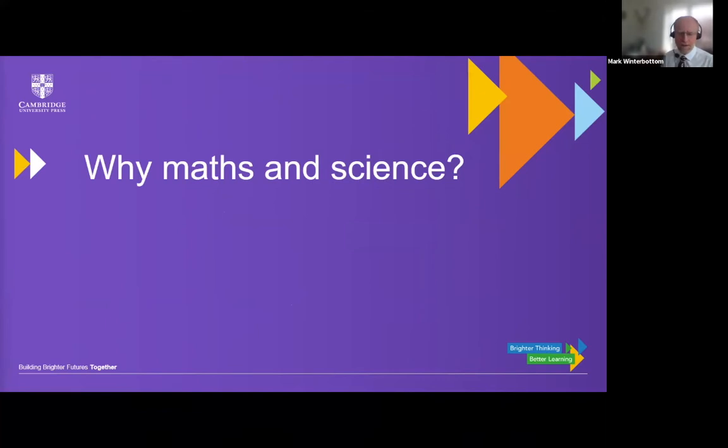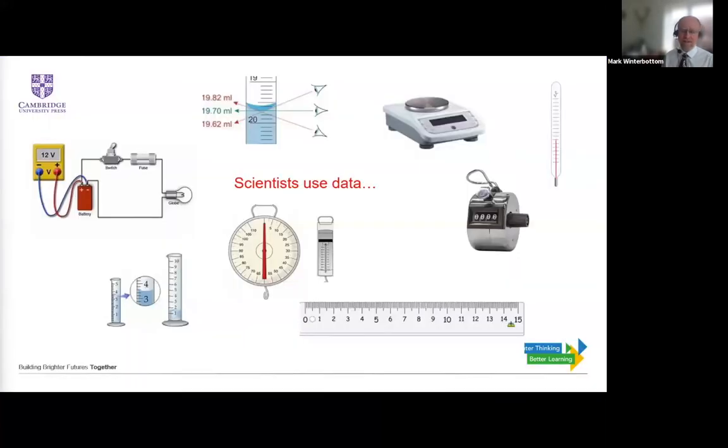Lovely. So why on earth are we actually doing this? Why do we care about maths in science? Why is maths so important? Well, it's kind of obvious, but scientists use data. They use data in all of the subjects that we include in science: chemistry, physics, biology, even going into engineering. We use data in all sorts of different ways, both descriptively to describe what's going on, and inferentially to try to make conclusions about what's going on.